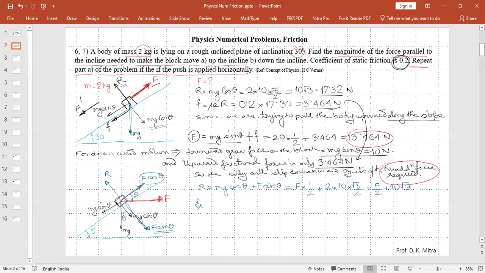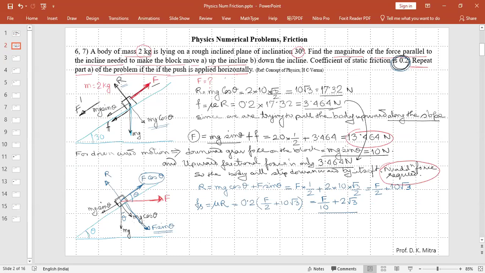Then what is the frictional force? Frictional force is mu times R. Mu is now given to be 0.2. That is 0.2 multiplied by F/2 plus 10√3. This becomes F/10 plus 2√3. So this is the frictional force.